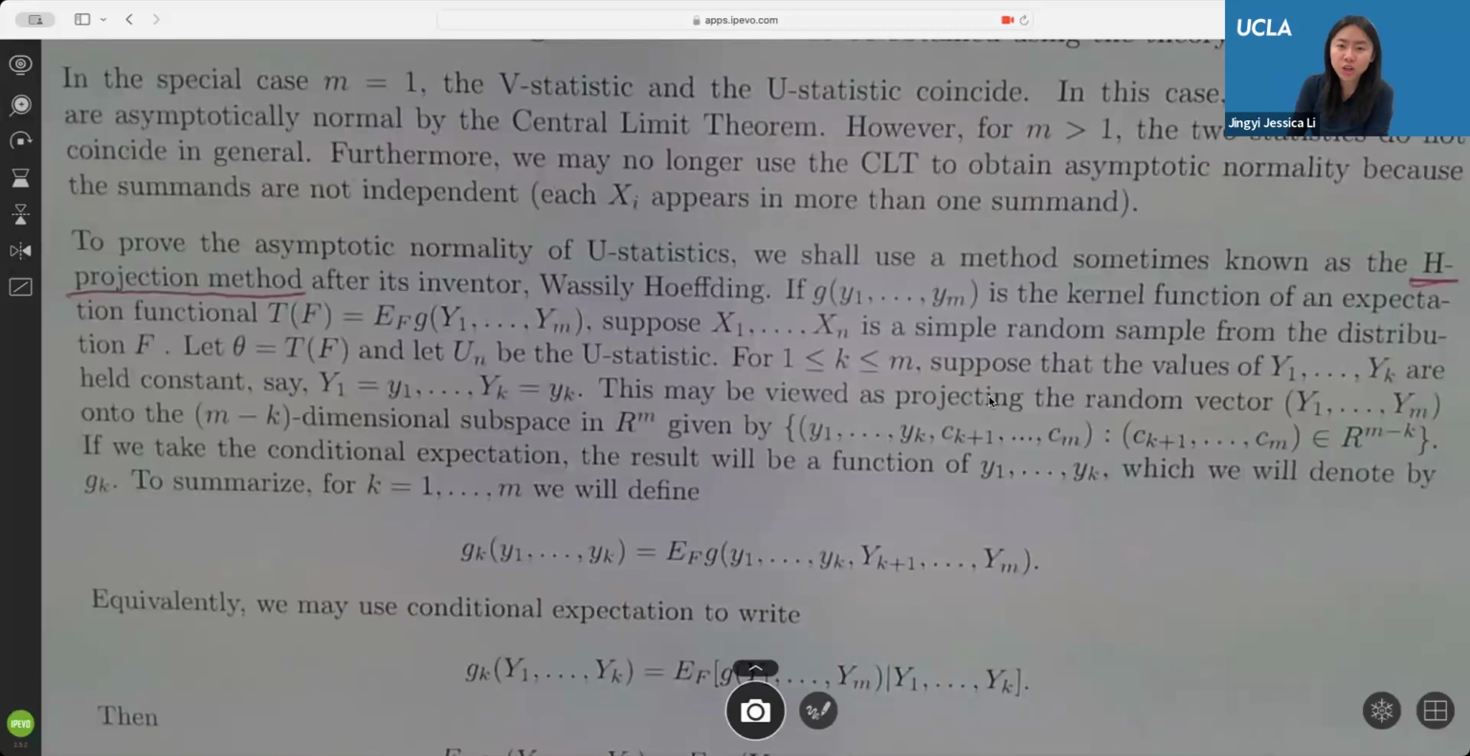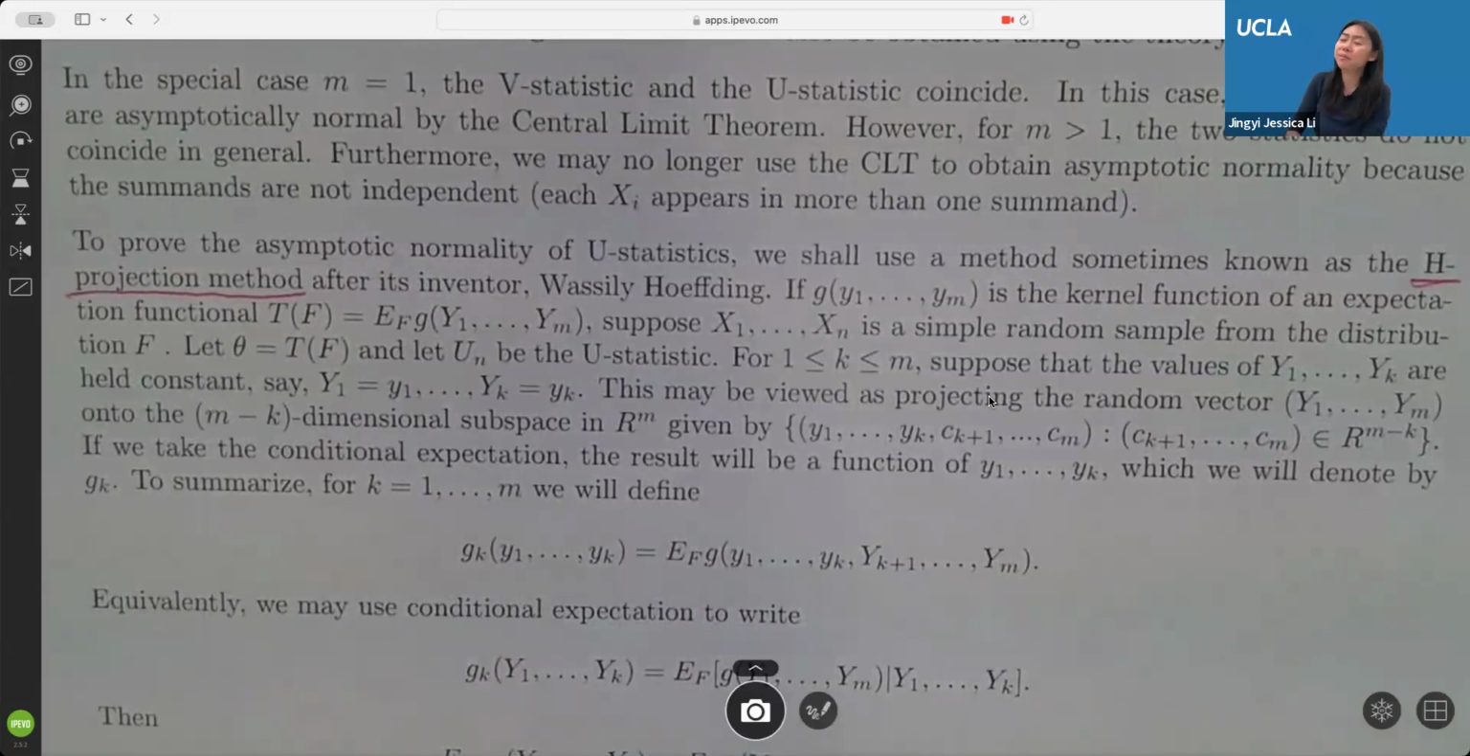If G(y1, ..., ym) is the kernel function of an expectation functional T(F), this is what we define. Suppose X1 to Xn is a simple random sample from the distribution F, and let T(F) be our parameter of interest, which we denote as theta. And let U_n be the U statistic. We already introduced that. Okay, here's the introduction for the H projection. What does it mean? Typically when we say projection, what do we mean? What is your understanding of it? It means that we go from a high dimensional space to a lower dimensional space, right? That's the projection.